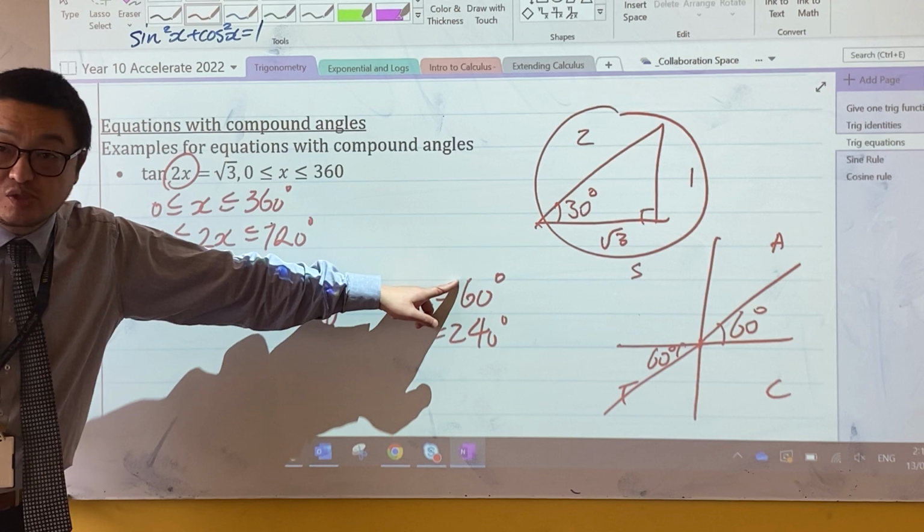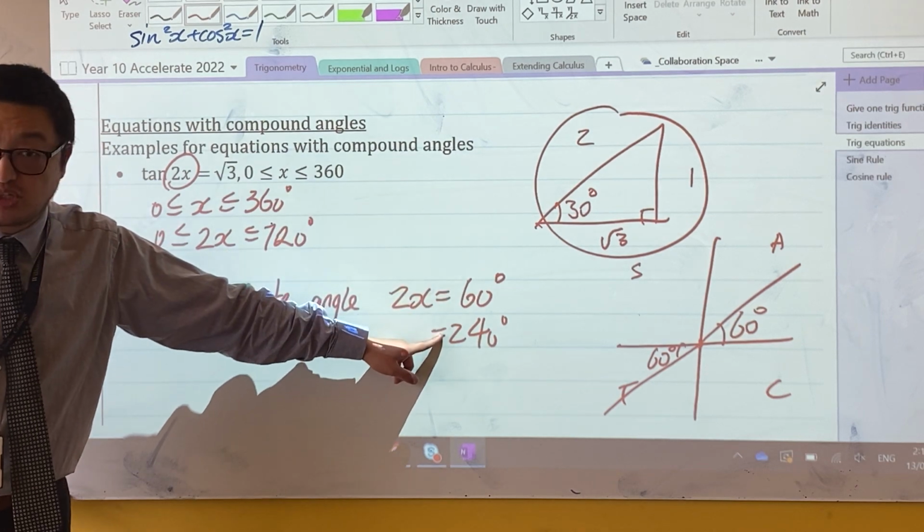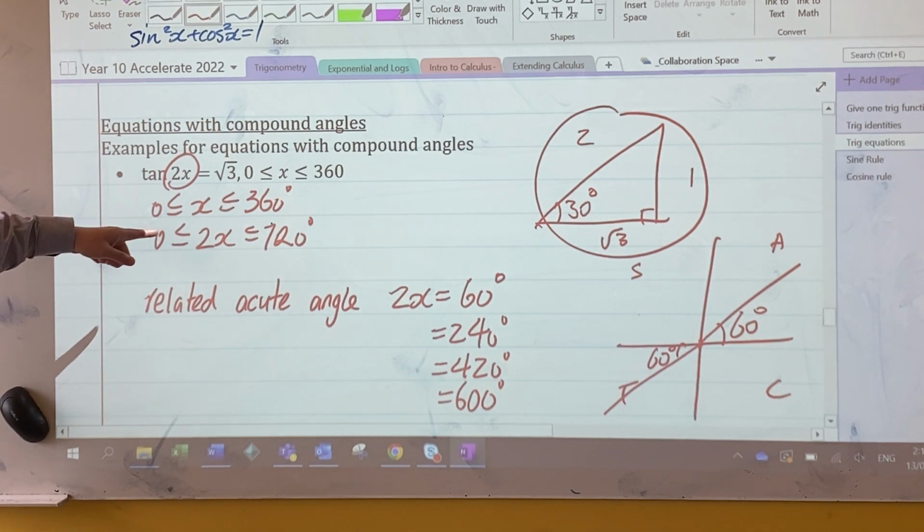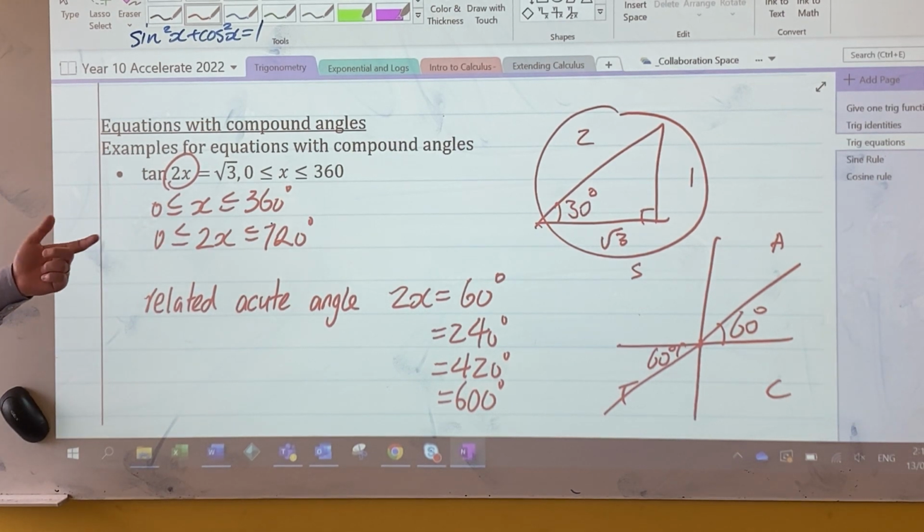So I'm going to keep adding 360 to this, keep adding 360 to this. Until we reach 720? Not exactly 720, but within the domain, not outside. So, 420, 600. You can't go any more. Once you go more, it's already outside the domain. Then we don't care anymore, right?